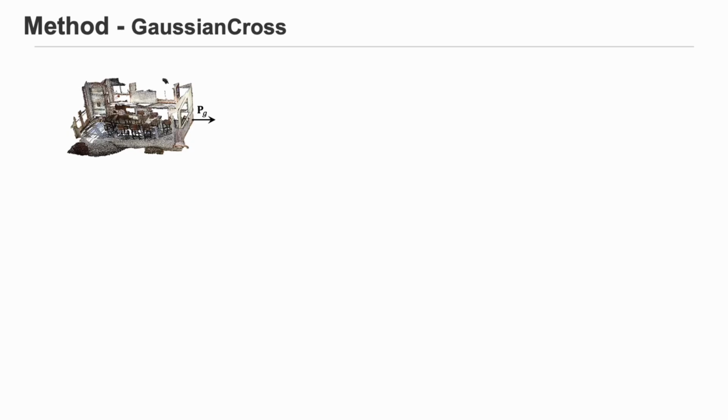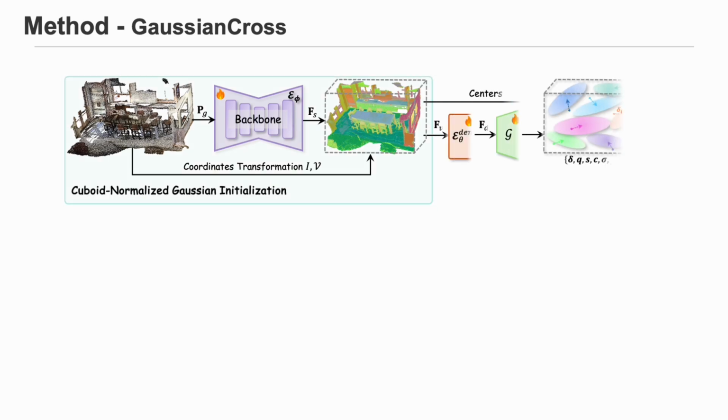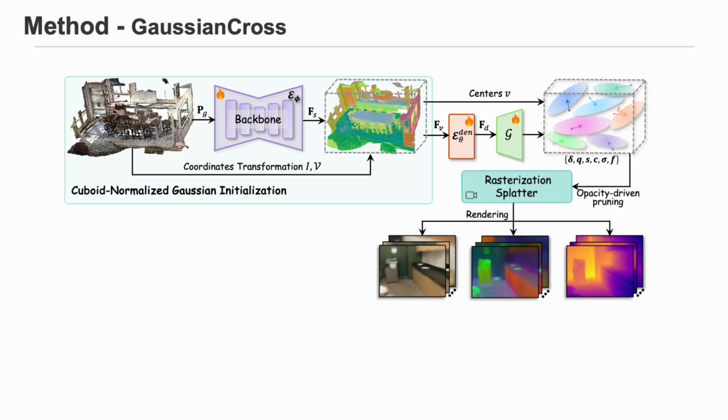Our method processes the input scene point cloud by a backbone to obtain voxel features. Then, the coordinate transformation is applied to construct scale-agnostic representations for generalizable scene description across varying scales. We call this technique cuboid normalized Gaussian initialization. By considering transformed coordinates as Gaussian anchors, we get other properties from corresponding decoders. To further improve computational efficiency, we introduce an opacity-driven pruning mechanism.